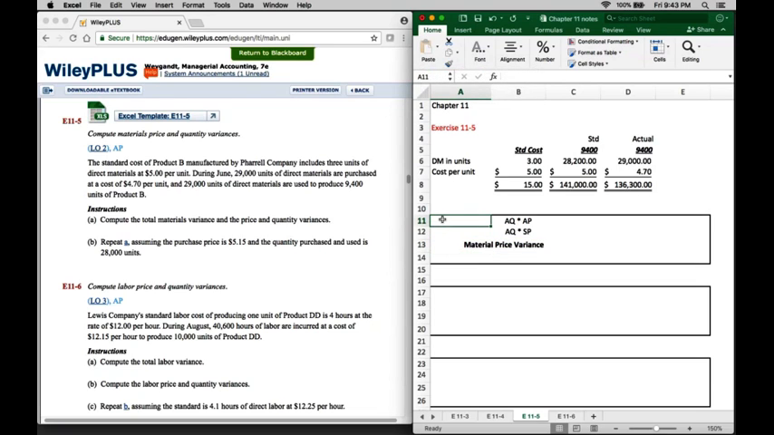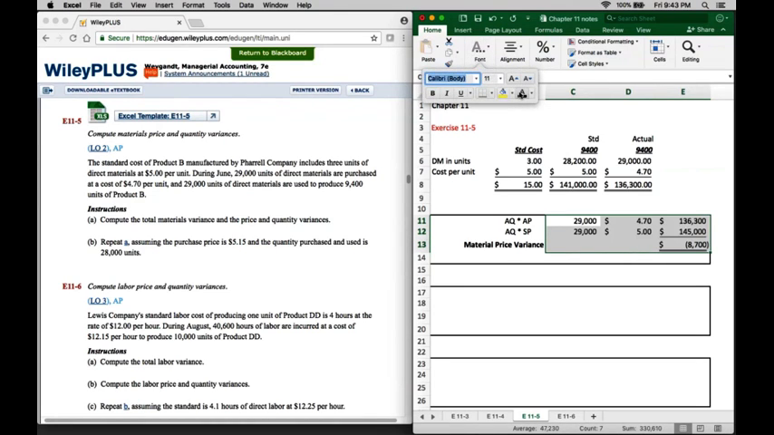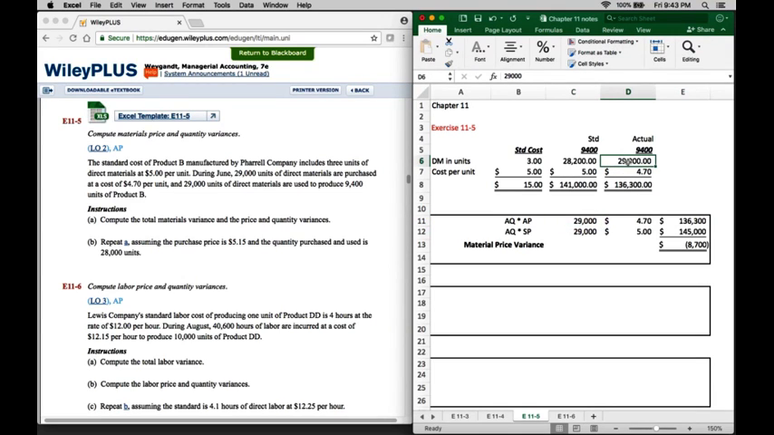So let's first calculate the price variance. If you look at the formula, what I have is actual quantity times actual price, and in the next line, actual quantity times standard price. Let's do those calculations and see what we come up with. I'm going to show you these numbers all the way through. The actual quantity is 29,000 units that we purchased. The actual price was 4.7. The standard price was going to be $5. That's what we had budgeted for.